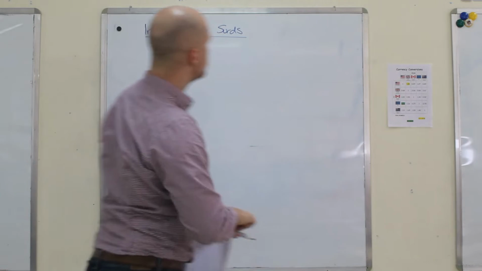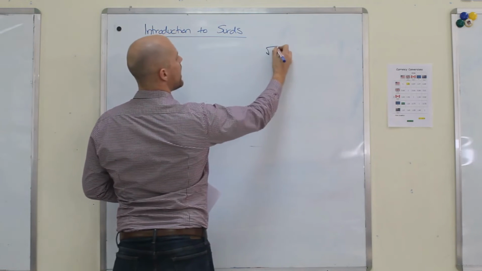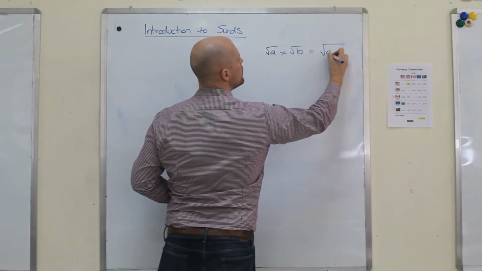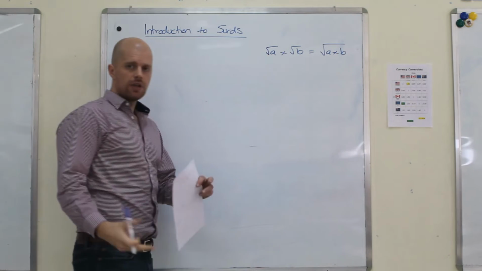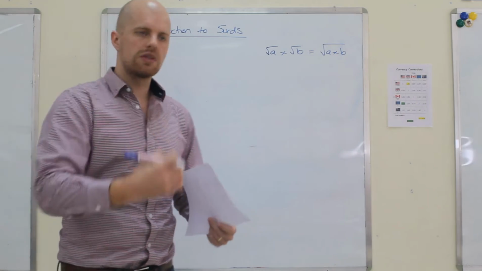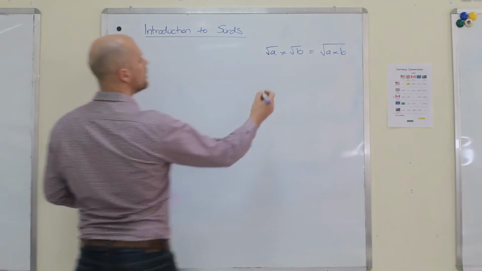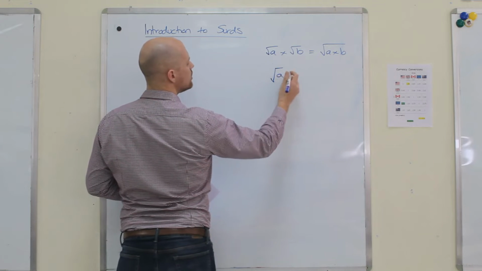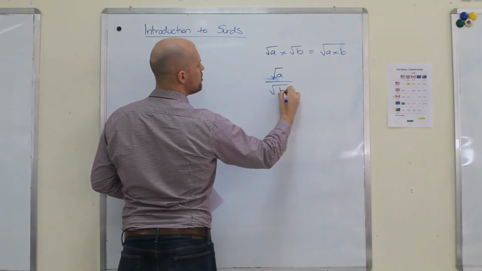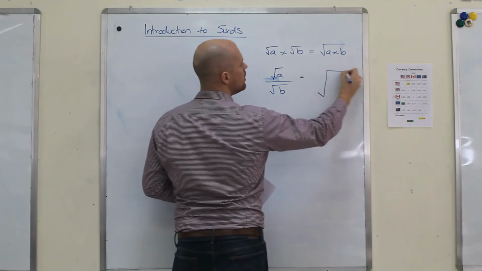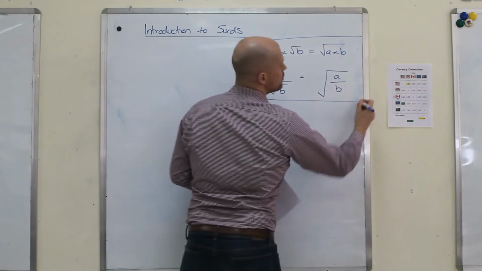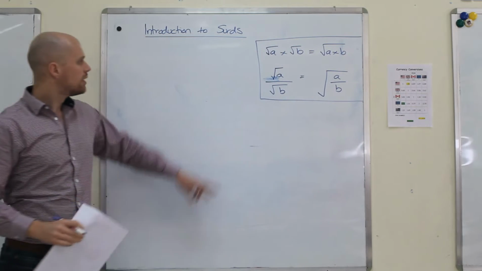Now, as a general rule, root a times root b is root a times b. So if I have two separate square roots, I can bring them together inside one square root. And root a divided by root b is root a divided by b. These are two general rules that are really important to remember.